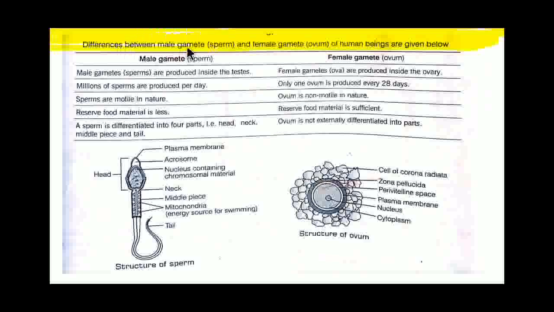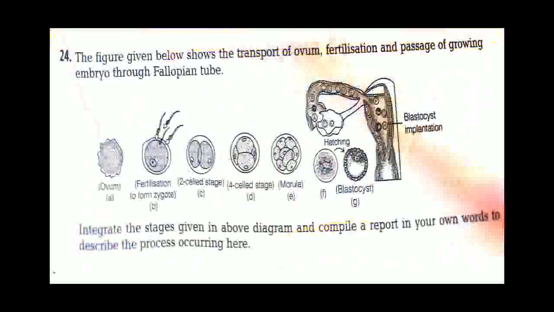Okay. Now next is the difference between male gamete and the female gamete. That means it is an OR question of the previous one. Now this is the question which you have to answer. The figure given below shows the transport of ovum, fertilization and passage of growing embryo through the fallopian tube. Integrate the stages given in the above diagram and compile a report in your own words to describe the process occurring here. So development of embryo from fertilized ovum involves the following events.